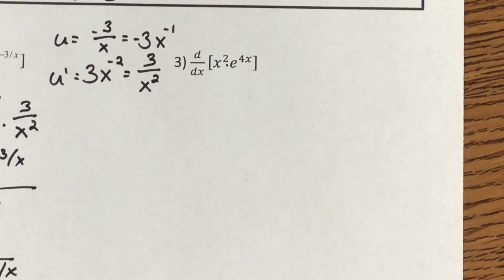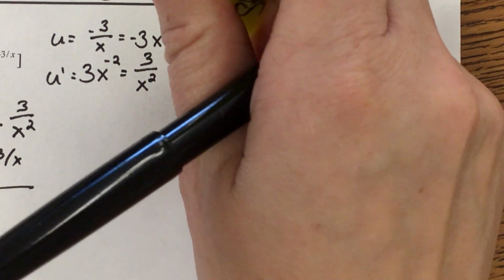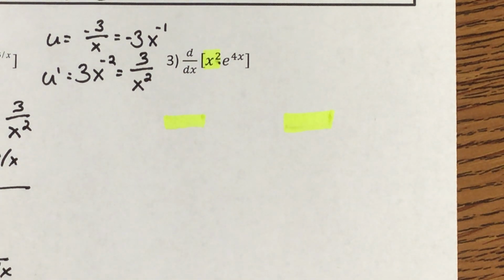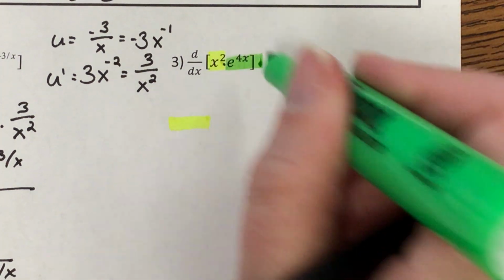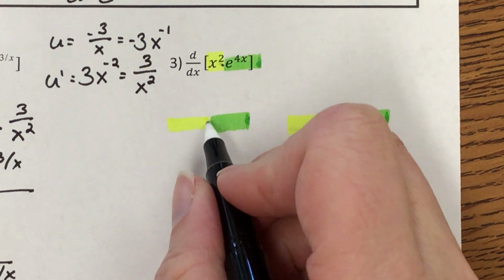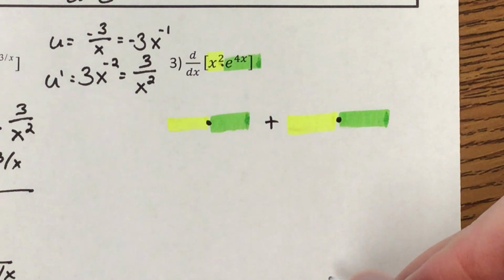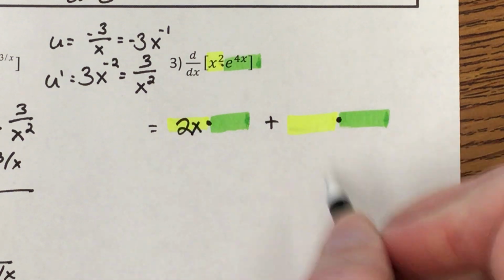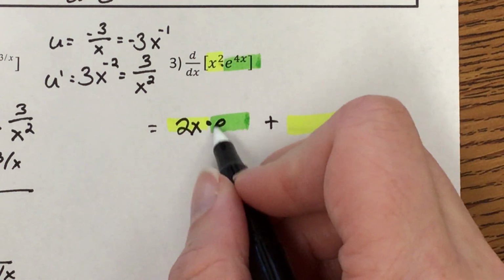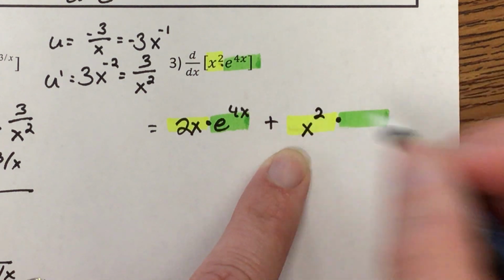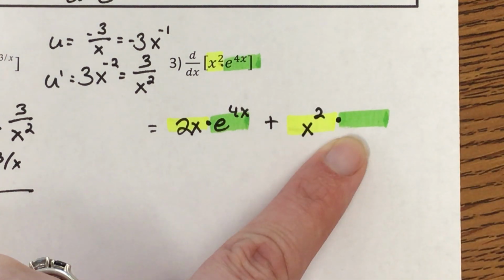Okay, let's make x squared be the first function. So I'm going to put all of its stuff in yellow. And e to the 4x, let's do that in green. Okay, product rule says we have multiply, add, multiply. We take the derivative of x squared and get 2x. And then we keep e to the 4x. Plus, keep x squared and multiply by the derivative of e to the 4x.